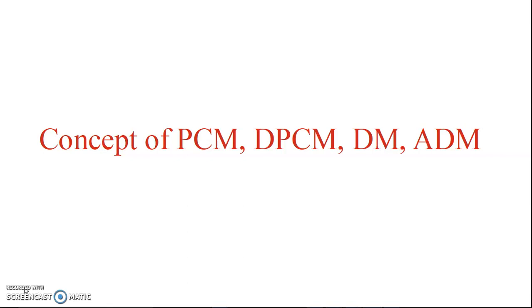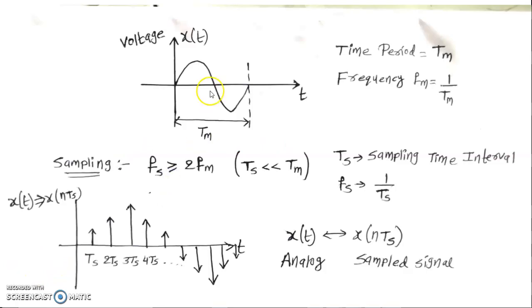For all these techniques, the sampling process is the same, but the difference lies in the quantization process. First we will see the basics of the sampling process, and then we will see how each technique differs in the quantization process, and then how we are going to encode it after the quantization. So first we will see the sampling process.